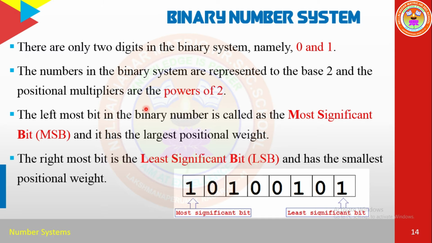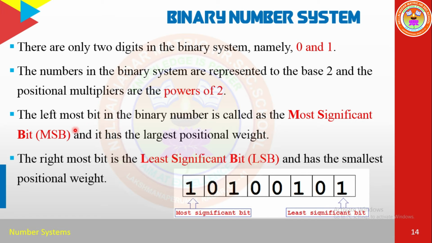The next number system, binary. This is the second number system. Already I told you binary means two values. So this binary number system has only two possible values: one is 0, another one is 1. So there are only two digits in the binary system, namely 0s and 1s. And for this binary number system, the base value is 2. Understood? So you can multiply the positional numbers with the powers of 2. Got it? 2 power 0, 2 power 1, 2 power 2, like that.